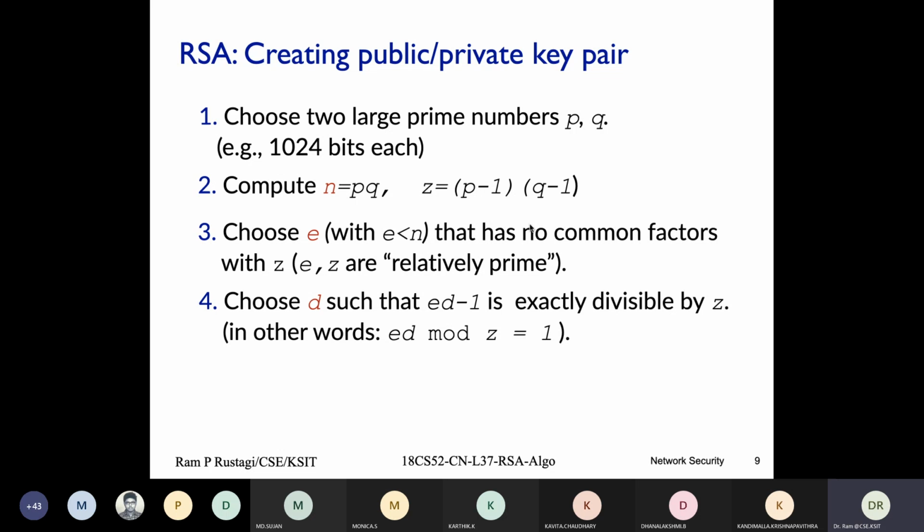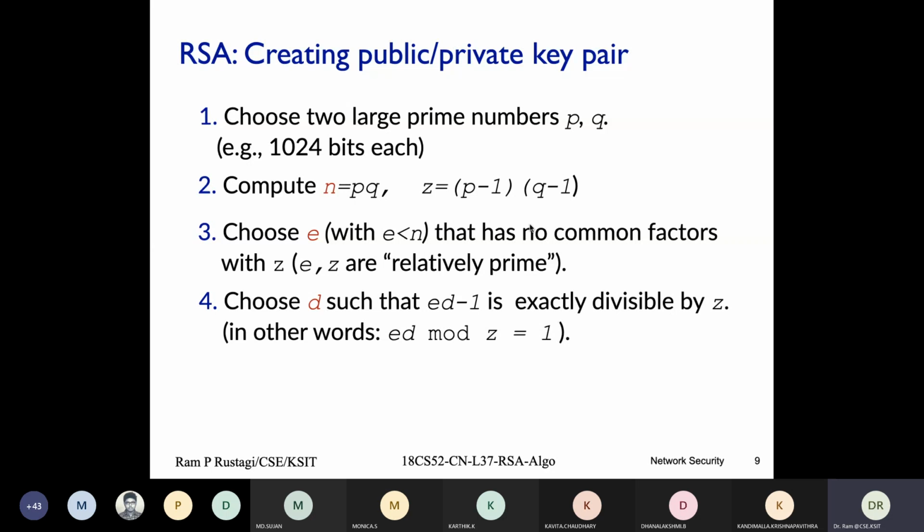For example, if I were to take the number 24, 5 is relatively prime, 7 is relatively prime, 11 is relatively prime to 24, and even 15 is relative, no, not 15, because 3 is a common factor. And that's the way it works.